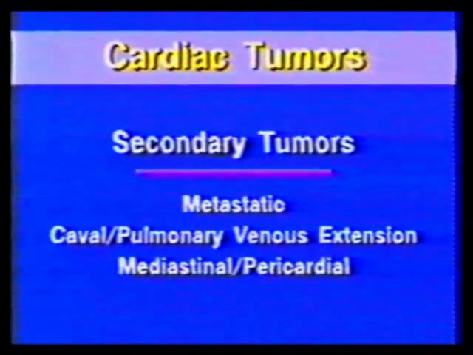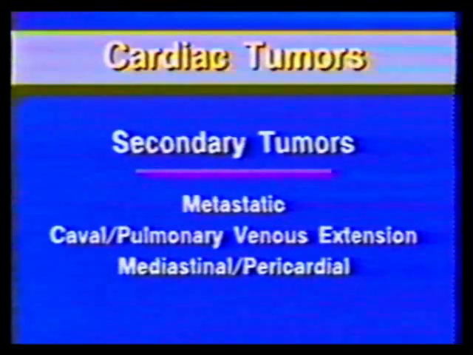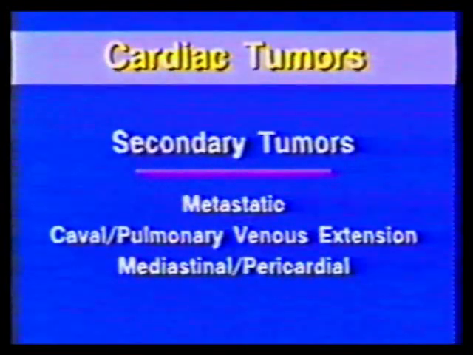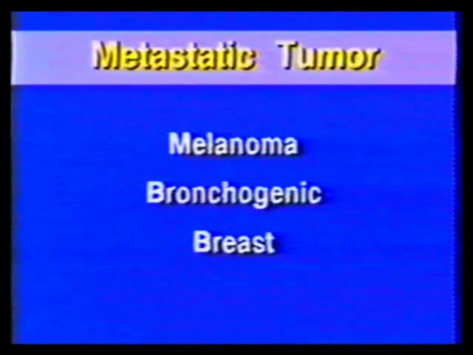Secondary cardiac tumors of the heart are usually malignant and are either metastatic to the heart, or enter the heart through the cava or pulmonary veins with extension into cardiac chambers, or are adjacent to the heart, either in the mediastinum or pericardial space. The tumor which most frequently metastasizes to the heart is the melanoma. However, in frequency, bronchogenic and breast carcinoma are more common.